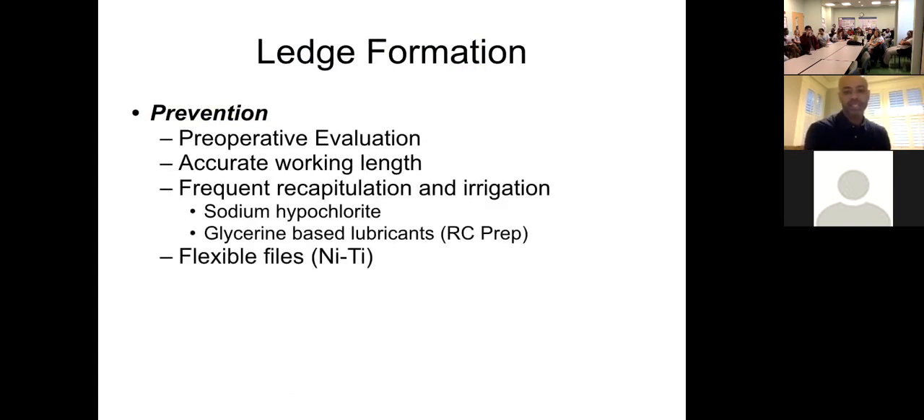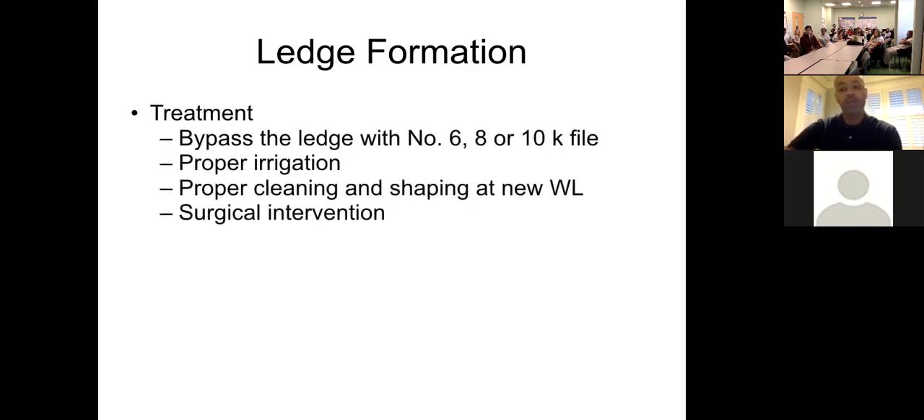So these are the things I just mentioned again. You definitely always want to be using the RC prep on every single file you ever stick in the root canal system, okay? Even the hand file. Put a little bit of RC prep on the end of that thing, go in there nice and slow and open it up. Now, if a ledge does happen, there are ways to get around it, okay?